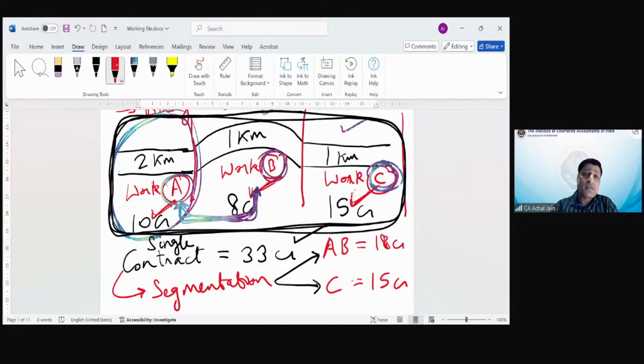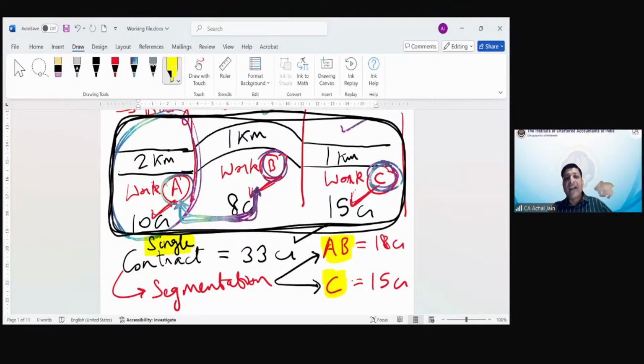Now the question is, AB are interdependent, C is independent. So this is how segmenting has been completed. So effectively, what did you do? You have broken this single contract into two contracts, one for AB, one for C. Now, once that is broken, the next stage will be revenue recognition.